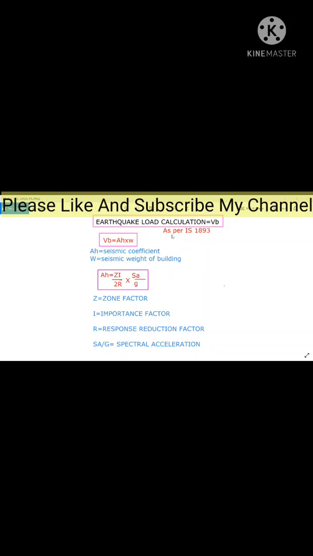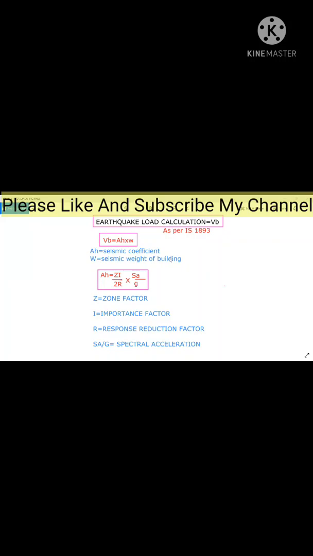First of all, we have written these things according to IS 1893/2002. This formula is for the earthquake load: VB equals AH into W, where AH is the seismic coefficient and W is the seismic weight of the building. AH is based upon the zone factor, importance factor, and response reduction factor, which we are going to learn in detail, according to IS, in a very short manner.